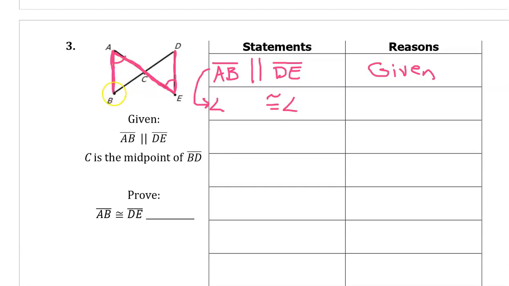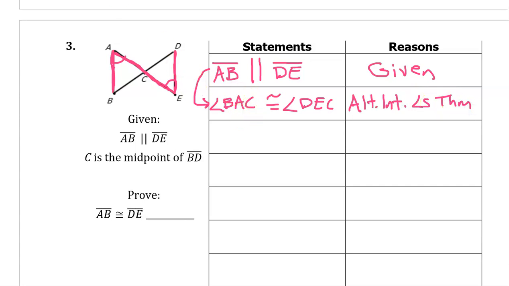So for example, we can say angle BAC is congruent to angle DEC. Now the reason, because this is a Z shape, these are alternate interior angles. So the reason will be alternate interior angles theorem.